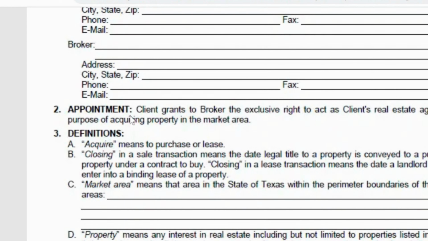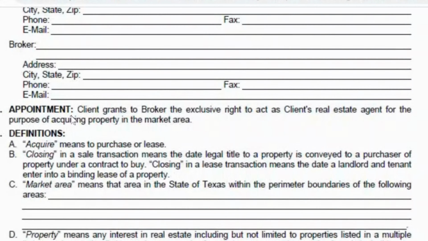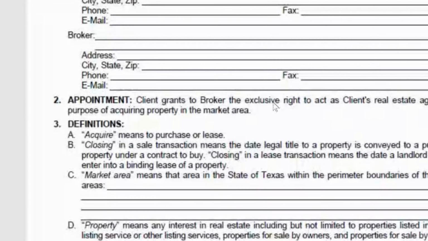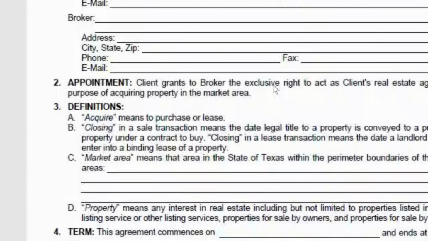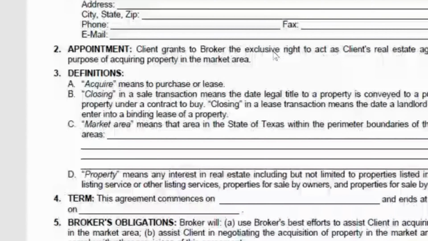When you look at number 2, you're basically giving the agent the right to be exclusive with you. So that's what a buyer's representation agreement is. It makes you exclusive with the agent to go and find you properties, or go and find you properties to rent. When we talk about definitions, it gives you the definition of acquire, closing, and market area.